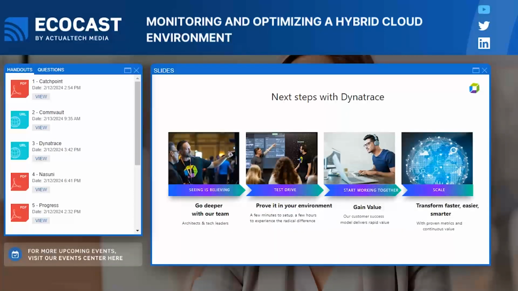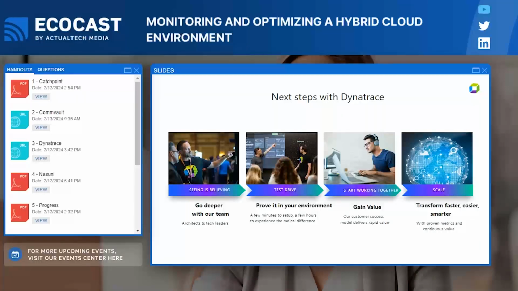So next steps, we're always around. I like to offer myself up as well. Like I said, I'm a product marketing manager, but we love to hear from you all. Seeing is believing. Of course, we invite you to go deeper with our team. We have architects, solution experts, and tech leaders available to you. Of course, test drive it, prove it in your environment.